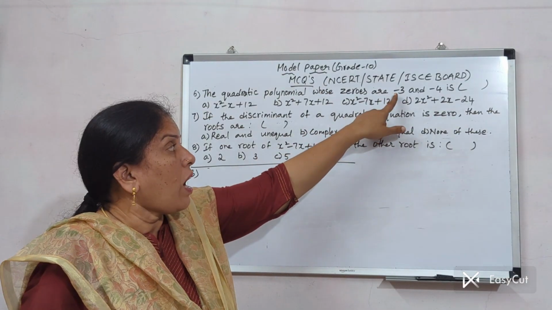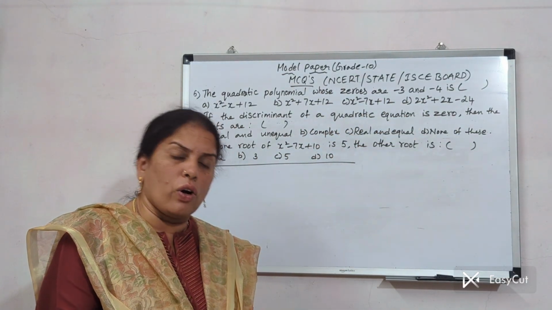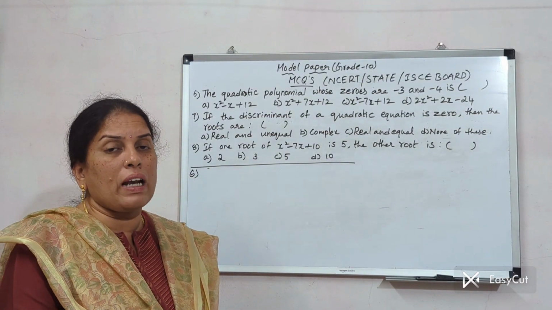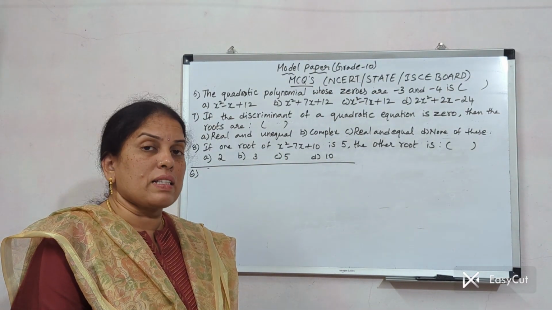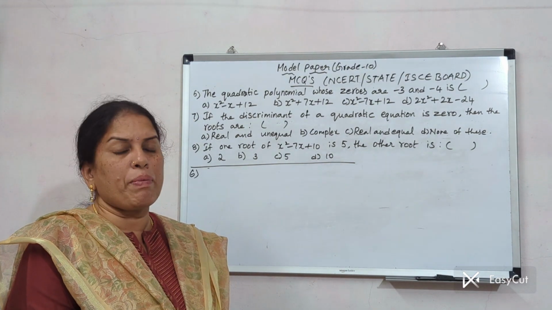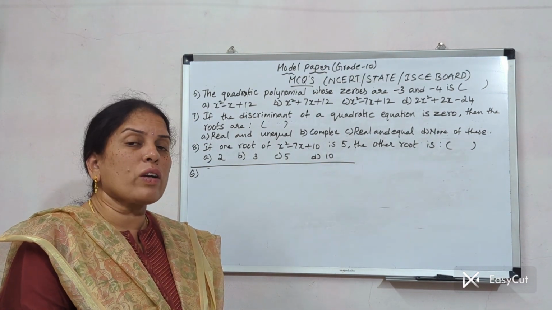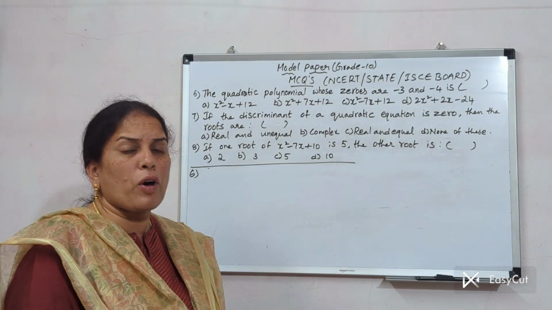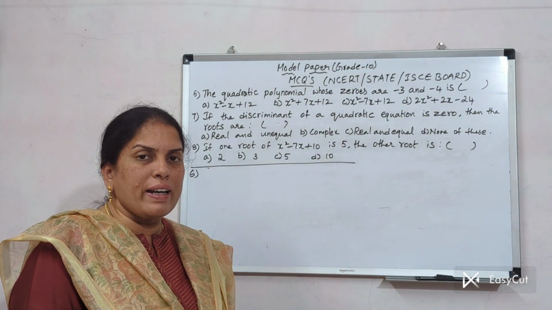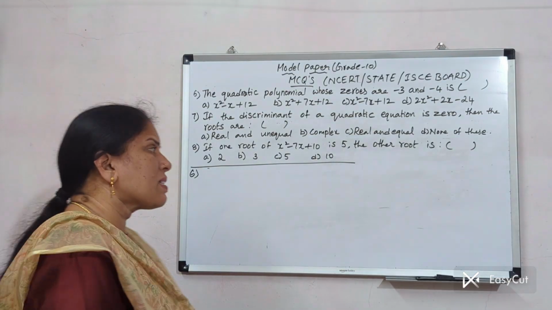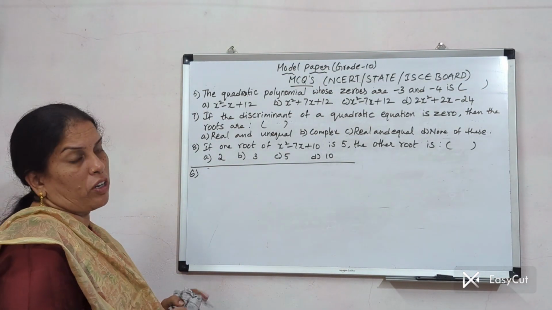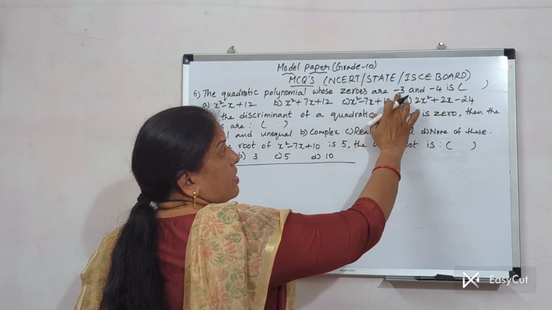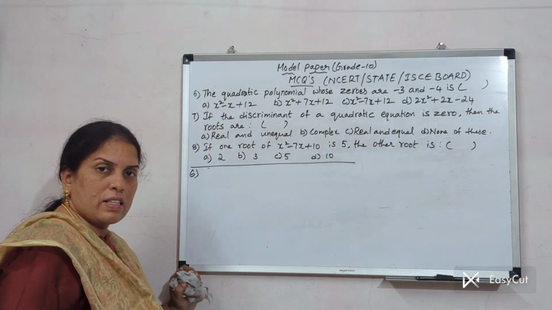Zeros are given. If alpha and beta are the zeros, what is the polynomial? x square minus (alpha plus beta) into x plus alpha beta is the required quadratic polynomial. If alpha and beta are the zeros, the polynomial is x square minus (alpha plus beta) x plus alpha beta. Here alpha and beta are the zeros. What are the zeros here? Minus 3 and minus 4.